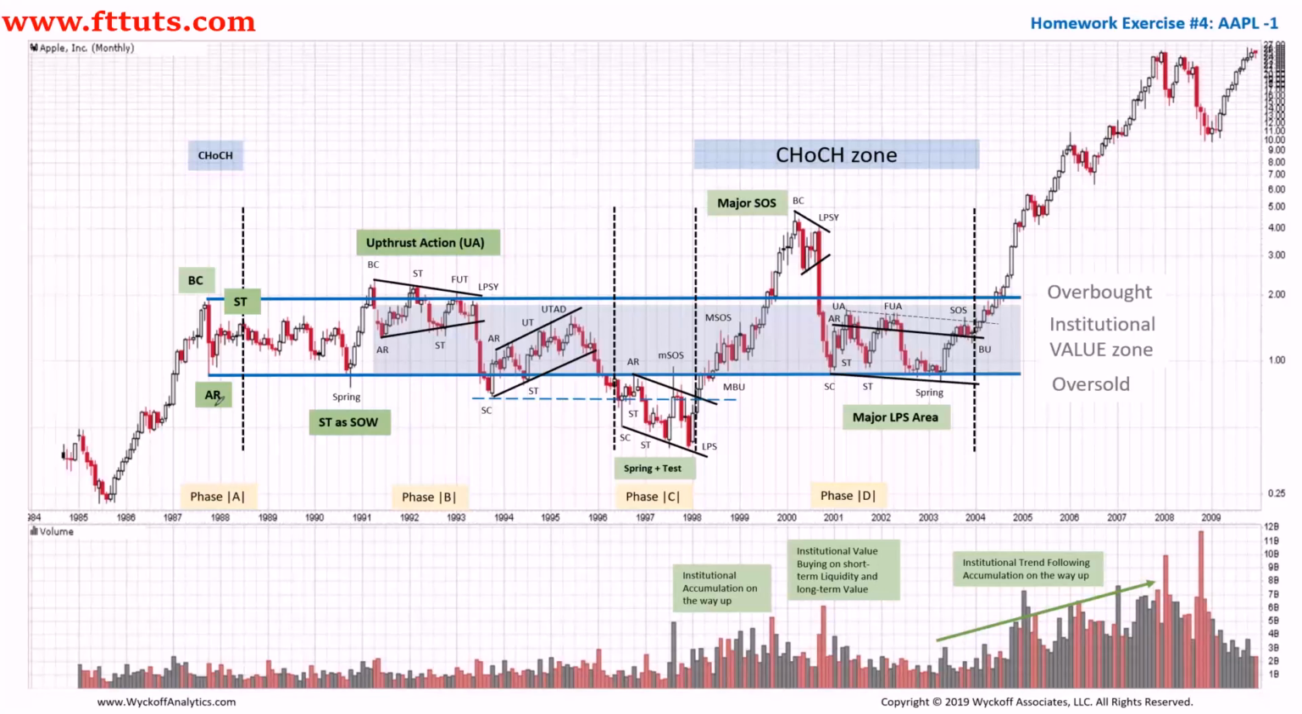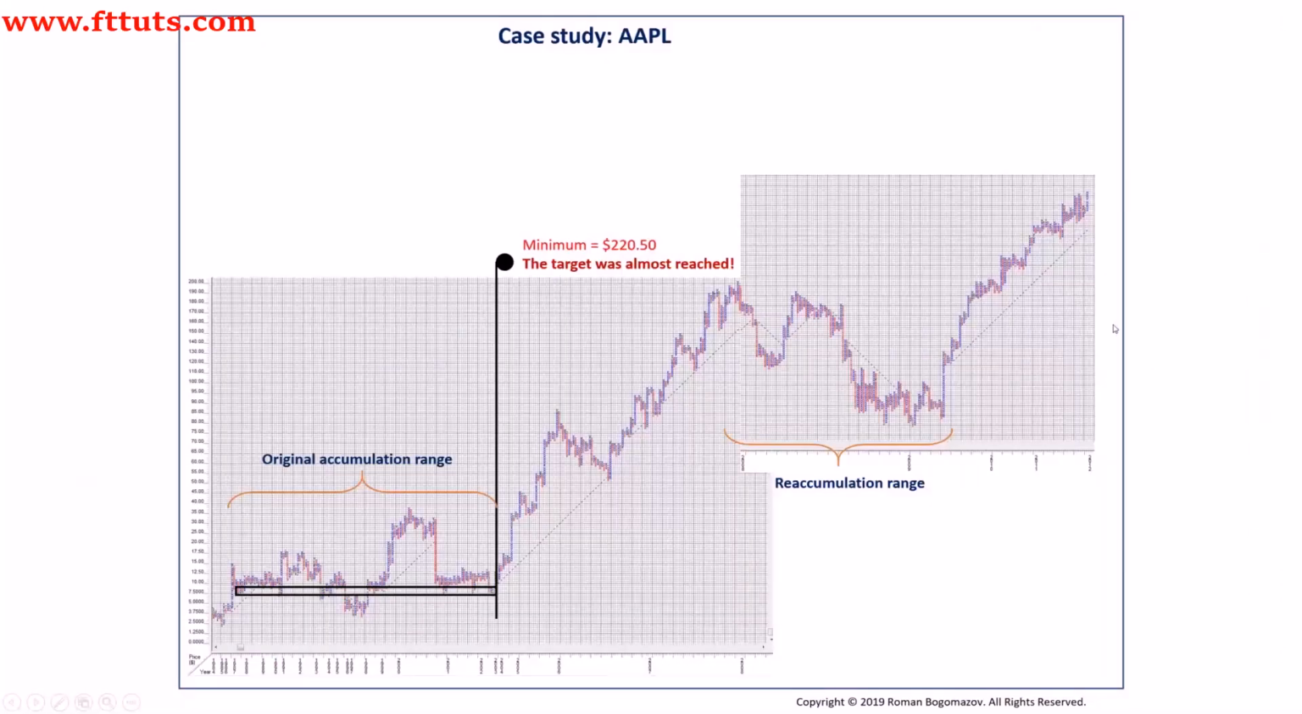Can we label automatic reaction as a shakeout? Yeah, you can definitely do this because, again, it doesn't influence your trade decision right here on the spring. So this could be a shakeout, automatic reaction, secondary test, and here's your phase A anyway. So it doesn't really matter that much. All right, let's go to the next one.